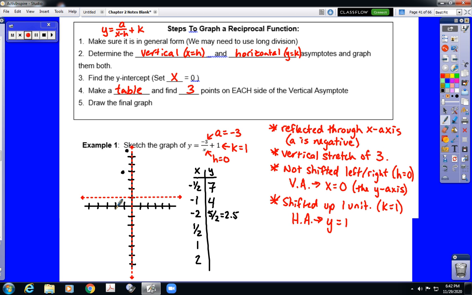-2, 2.5. Would be about right there. So as you can see, the shape that we're getting is we're going to come in, pass through those points, and pass back out along the top. Okay, we do the same thing for the other side.